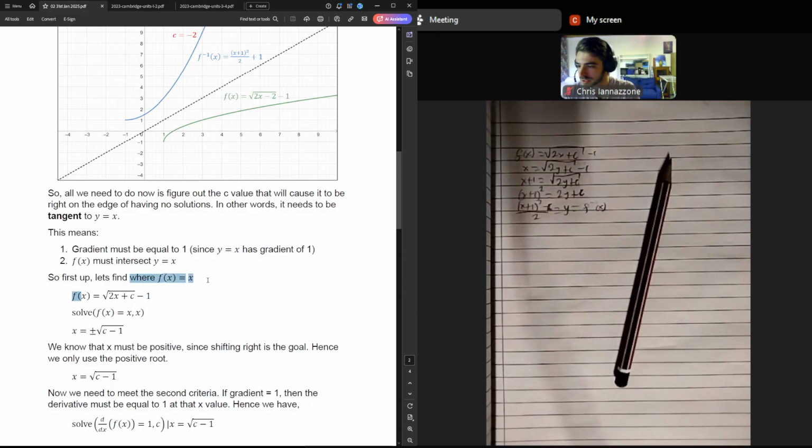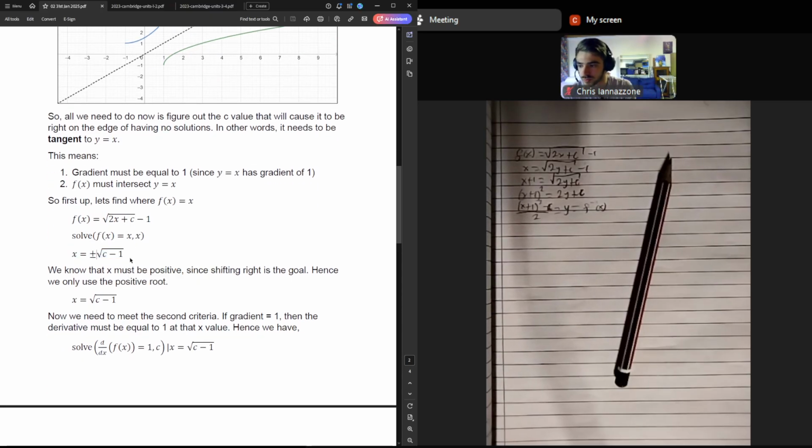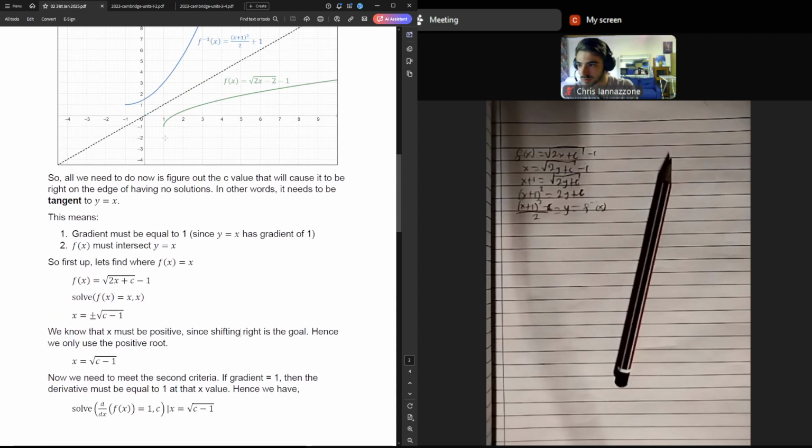But anyway, first things first, let's find where f of x is equal to x, right? Our function f of x has to be equal to the line y equals x. It has to touch. And if you solve that on the CAS, you're going to get plus minus the square root of c minus 1 for x, right? You're going to have your x purely in terms of some variable. Now, the good news is that we know that x has to be positive, since we've seen that if we shift right, that does get us to a spot where there are no solutions.